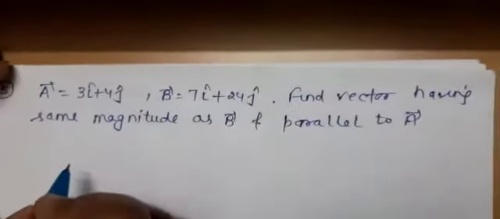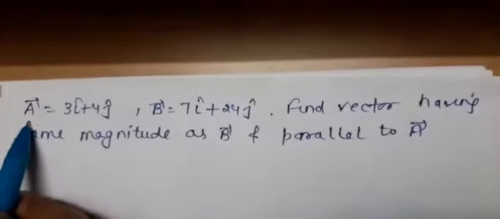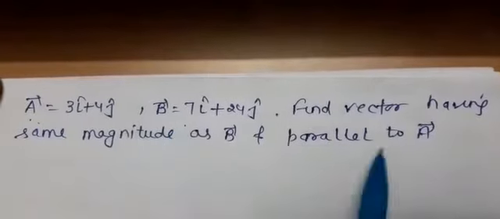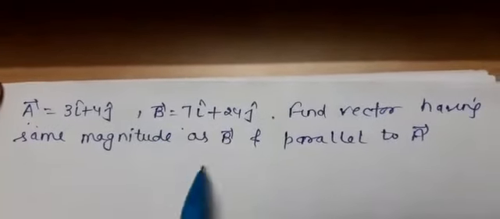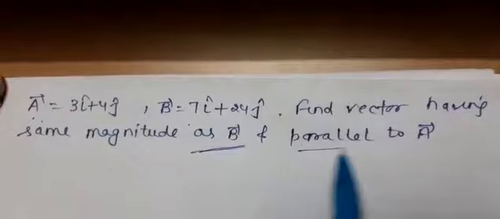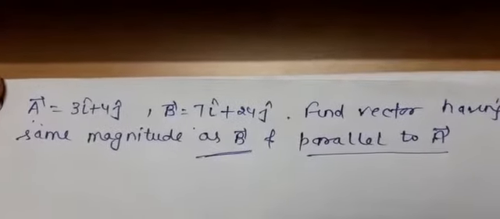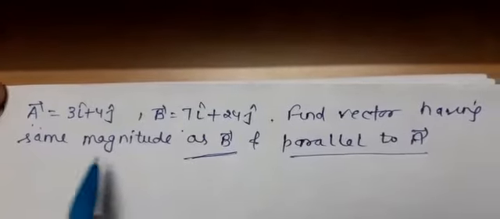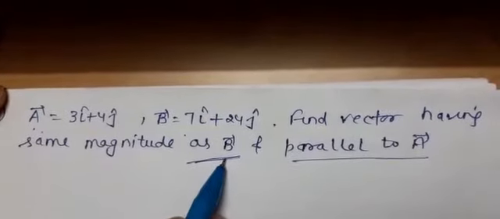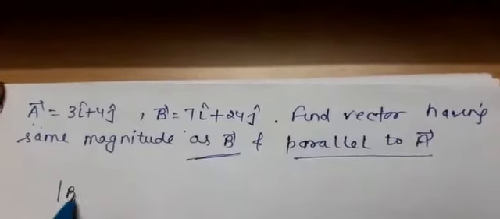So now the next numerical statement is there. Vector A and B are given. Find a vector having same magnitude as B and parallel to vector A. This is a general question. Here, a vector having same magnitude as B. It means for that we require the magnitude of vector B.